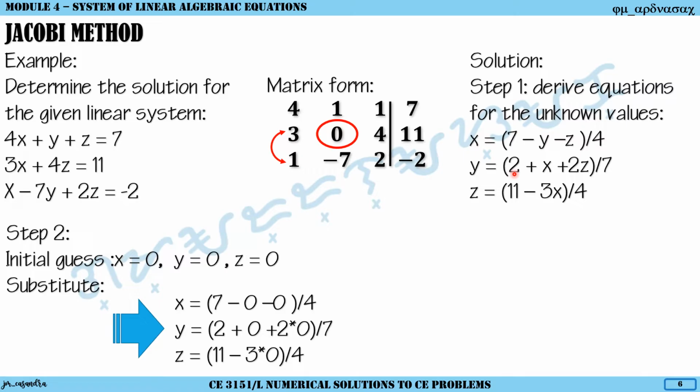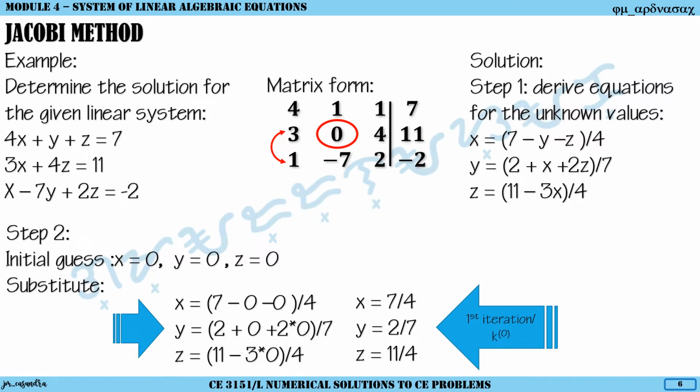So simplifying now, x is equal to 7 over 4, or that's 1.75. y is equal to 2 over 7, or that is equal to 0.286, and then z is 11 over 4, and that is equal to 2.75. So this one now is our first iteration, or this will be under k equals 0. Okay?